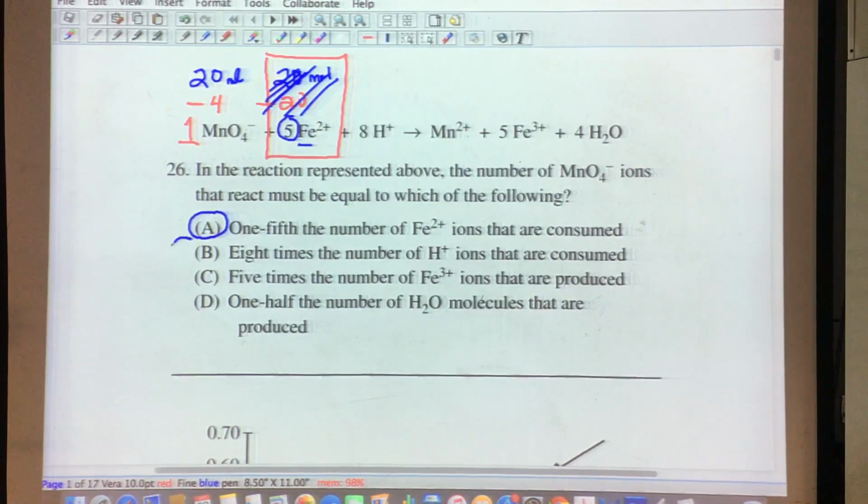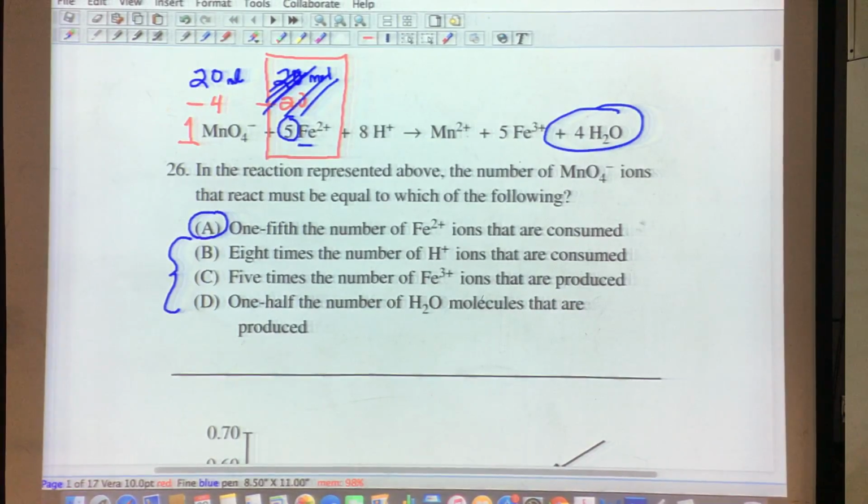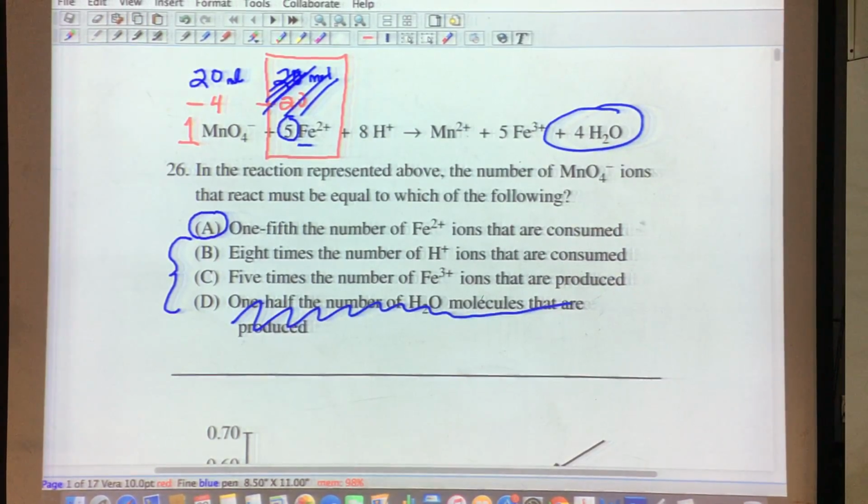The other choices here don't have the right ratios. 1/2 the H2Os, I'm not sure how that would work as 4 there, and the other choices B and C make no sense because they have the ratios mixed up. It's not going to be 8 times the number, it's going to be 1/8, okay? And then not 5 times, it'd be 1/5. So that's how that would go.